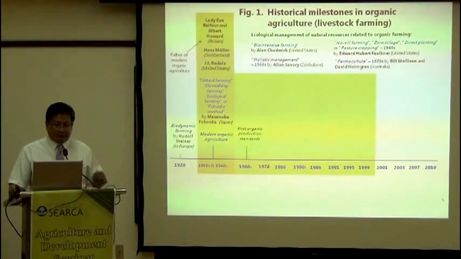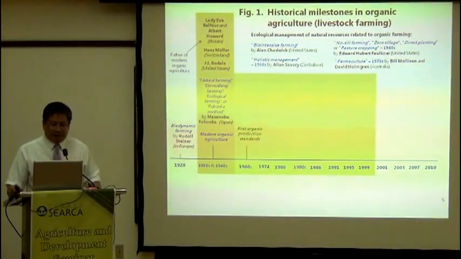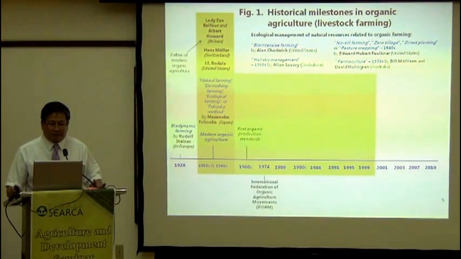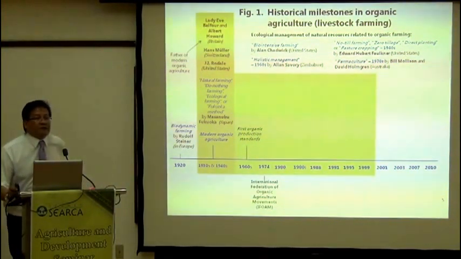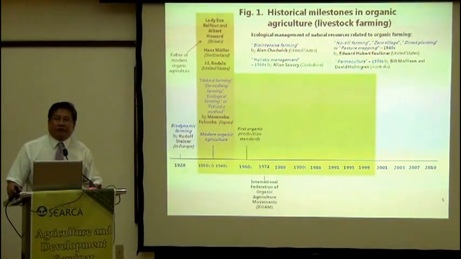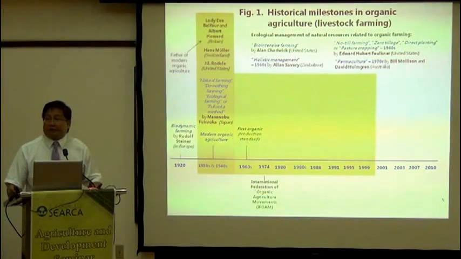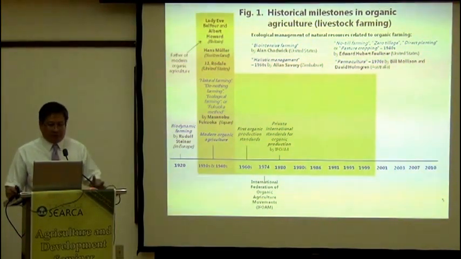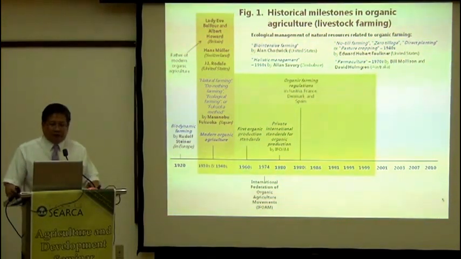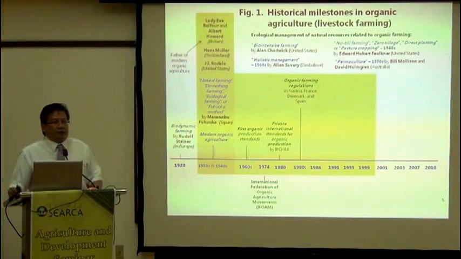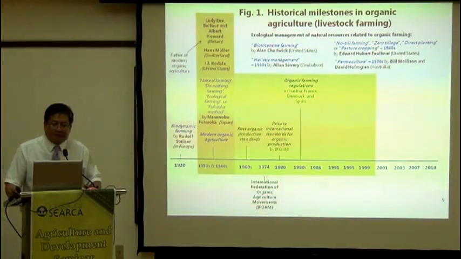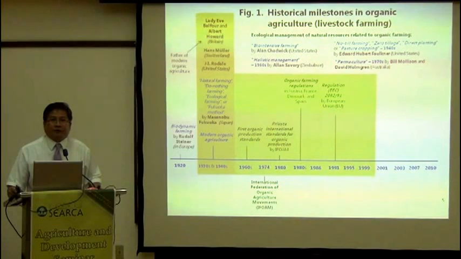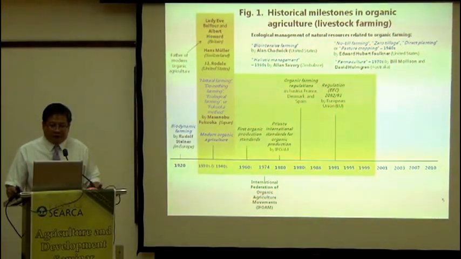The first organic production standards, however, started only in the 1960s, and most of these are actually outside the Philippines. Following the timeline, it was only in 1974 when the International Federation of Organic Agriculture Movements, or IFOAM, the famous IFOAM, was established. And the private international standards for organic production were published by IFOAM in 1980. There have also been organic farming regulations which originated in Austria, France, Denmark, and Spain, and this occurred mainly in the 1980s.